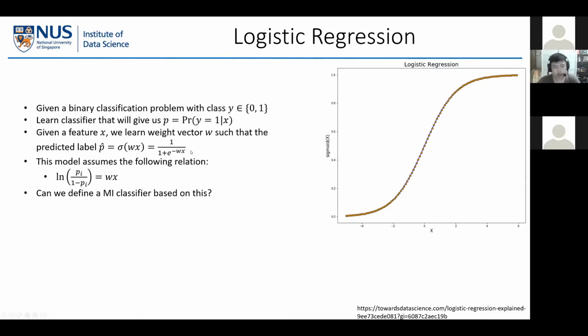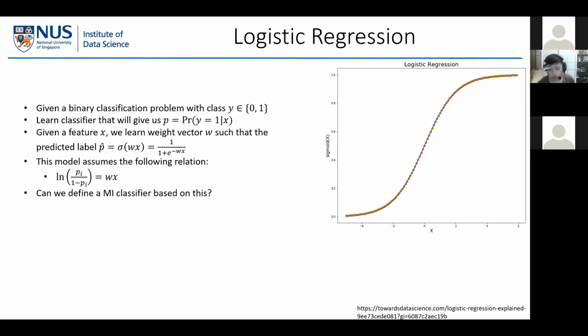What's more about this method is that this model actually assumes this relation. It assumes that the logit of the probability, where pi is the probability that this data point x belongs to class 1, so 1 minus pi is the probability that it belongs to class 0, is such that the log of the odds ratio, this ratio here, is proportional to x. This is what we mean when we do logistic regression.